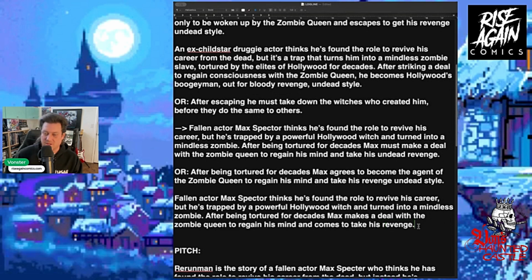His revenge. Fallen actor Max Spector thinks he's found the role to revive his career, but he's trapped by a powerful Hollywood witch and turned into a mindless zombie. After being tortured for decades, Max makes a deal with the zombie queen to regain his mind and comes back for revenge. How about comes back for revenge?